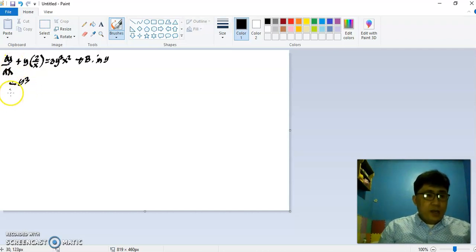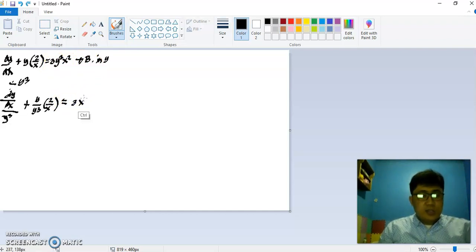So what we have here is dy over dx over y cubed, plus y over y cubed times 2 over x, equals 3x squared y cubed over y cubed, because we divide all sides. So from there we could now simplify this one, and we could cancel this one.